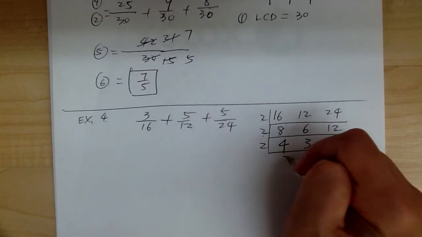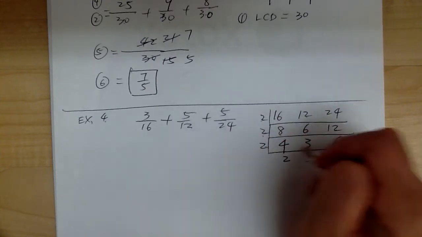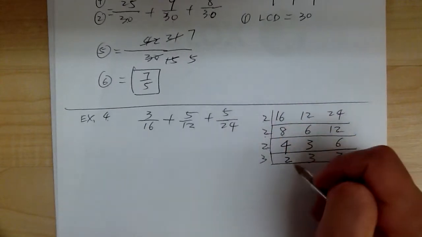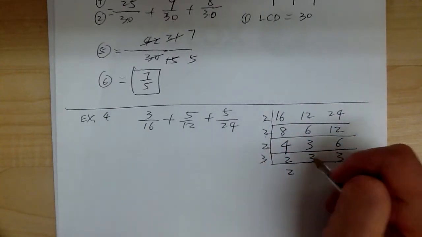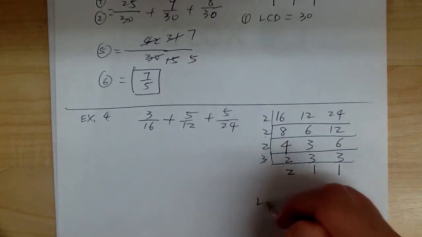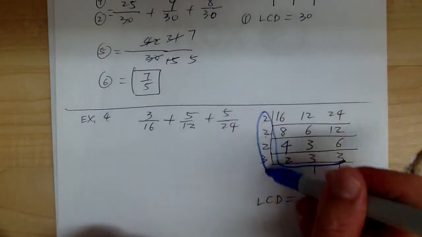So divide by 2, you get 2. 3 divided by 2 cannot, so you leave it. 6 divided by 2, you get 3. So now you got 2 3s, so you can divide by 3. If you cannot divide, you leave it. 3 divided by 3, you get 1. 3 divided by 3, you get 1. So your LCD is all this together.